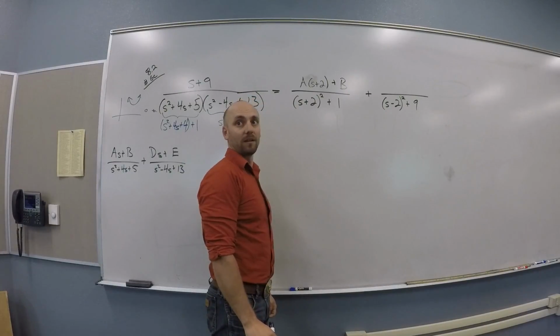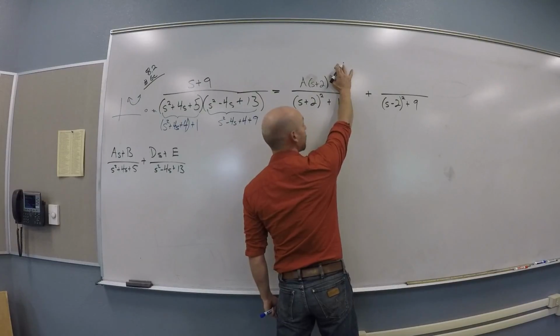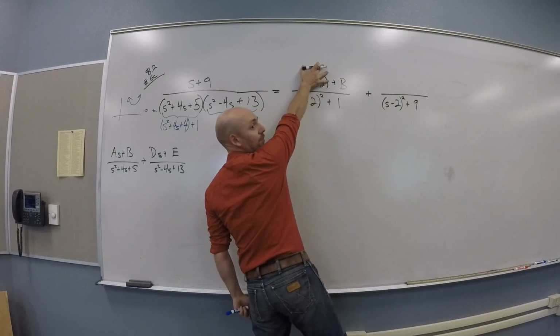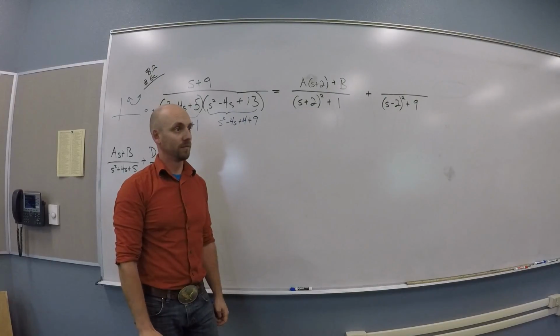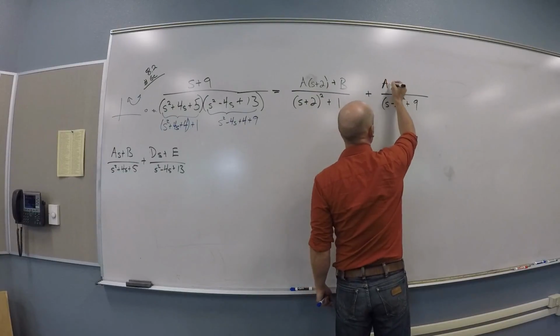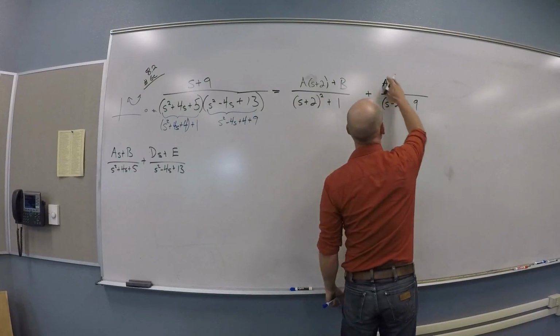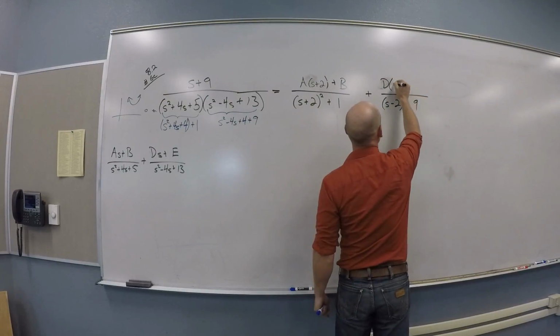Okay, see that? That thing will know how to inverse Laplace transform, and that thing will know how to inverse Laplace transform. One will be a cosine, the other one will be a sine. On the other one, what do I want to guess on top? D s plus E, over s minus 2?